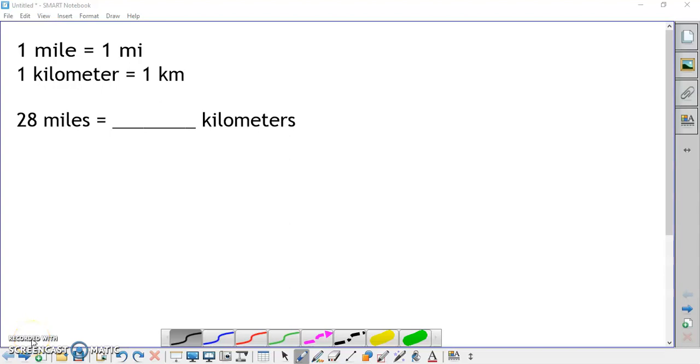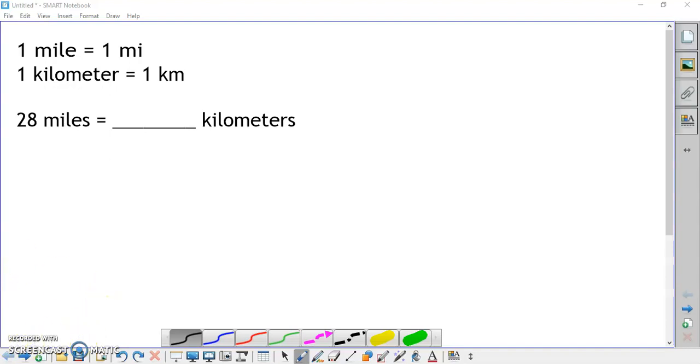In this example, we're going to do an English to metric conversion. Let's begin by using the abbreviations for the units instead of using the words miles and kilometers. The abbreviation for miles is mi, and the abbreviation for kilometers, where kilo is the prefix and meters is the base unit, is km. We have 28 miles, and we want to know how many kilometers 28 miles would represent.